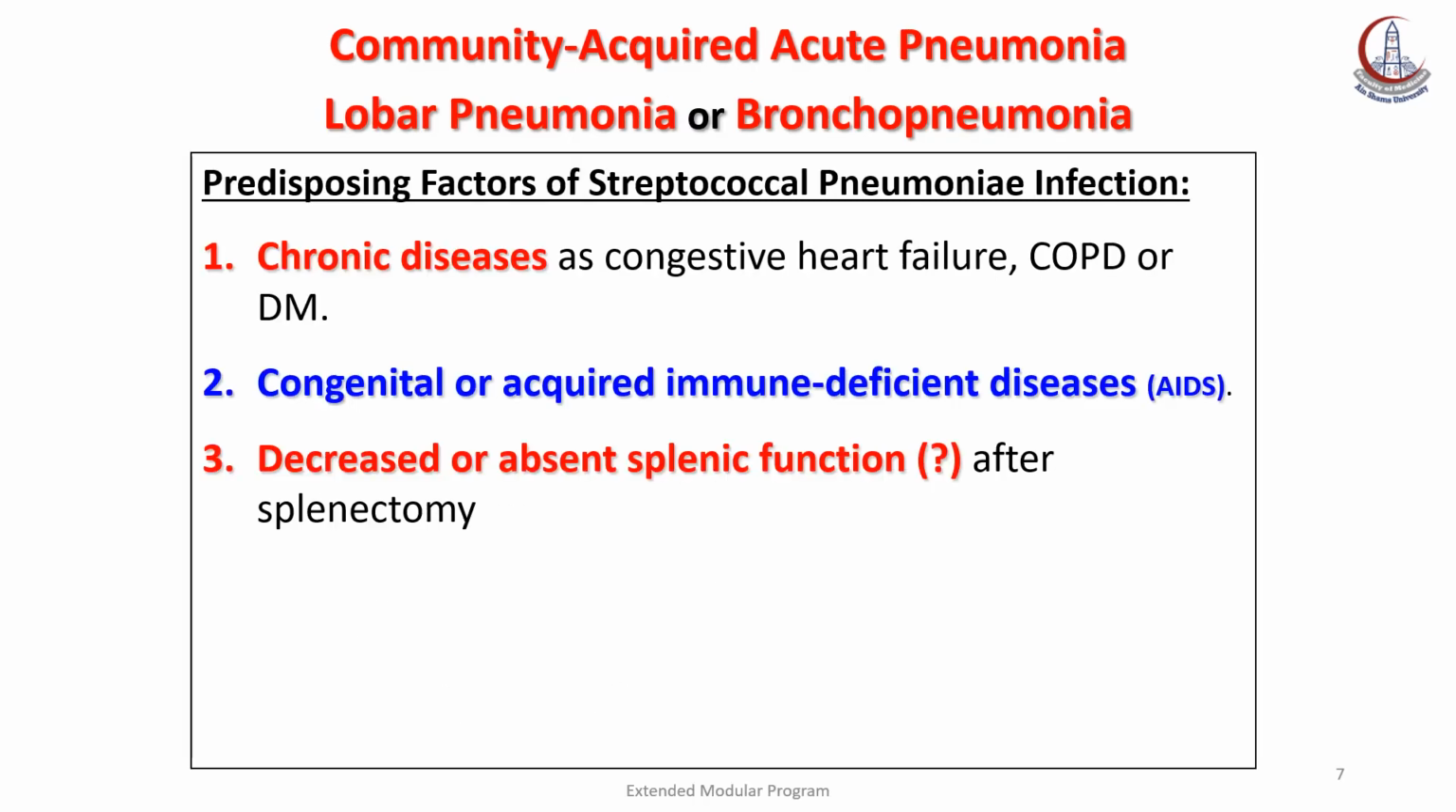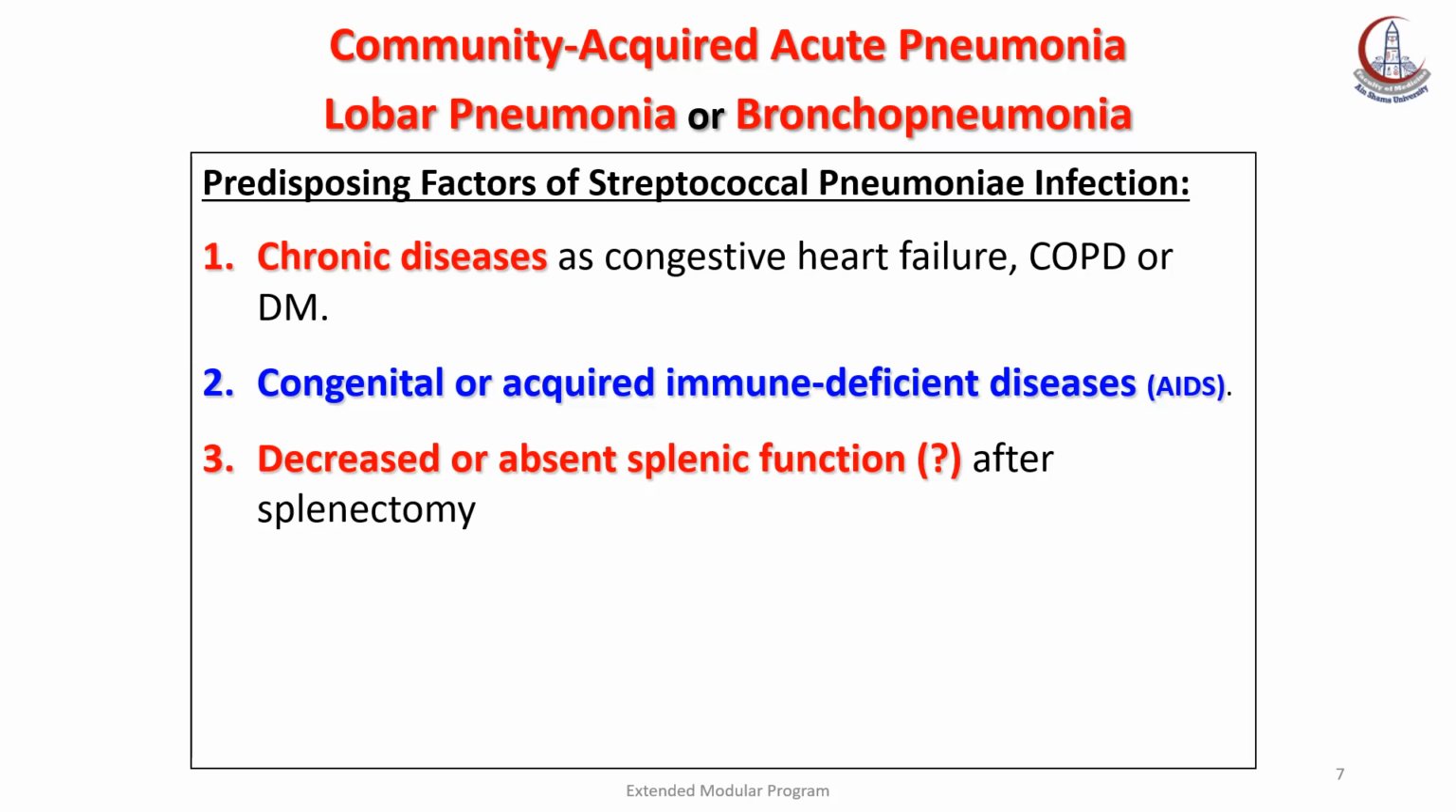What are the predisposing factors that cause streptococcal pneumonia infection? First, chronic diseases like congestive heart failure, COPD, or diabetes mellitus increase the patient's liability to get infections more than other patients. Second, congenital or acquired immune deficiency diseases, and decreased or absent splenic function.